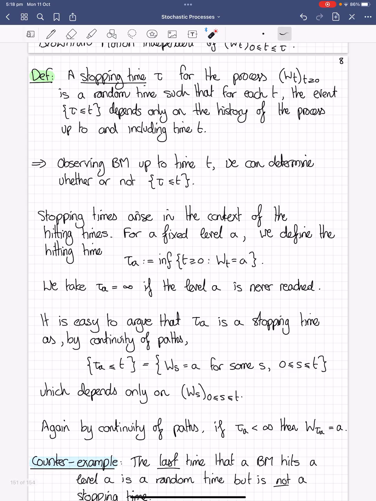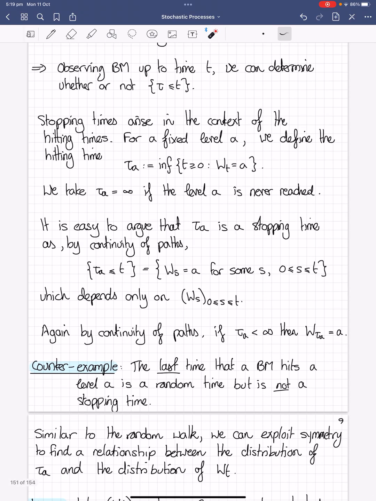Again, by continuity of paths, if tau A is finite, that basically means that the Brownian motion at time tau A is equal to A, exactly. And this is again due to continuity of paths.